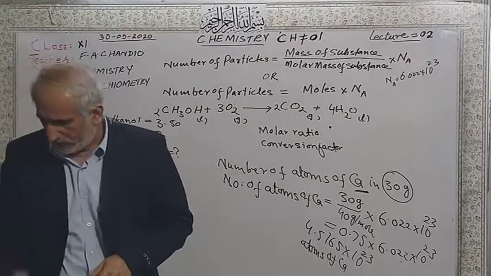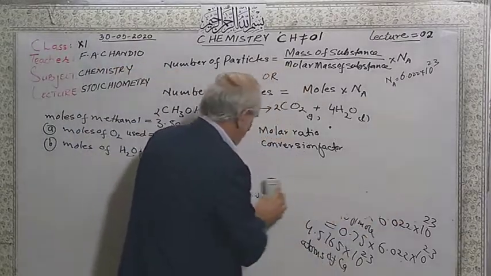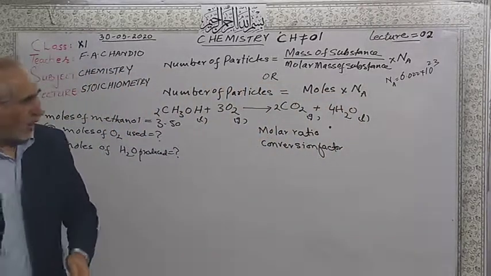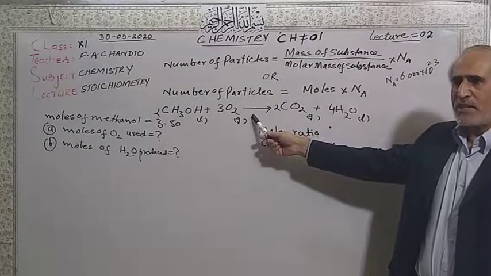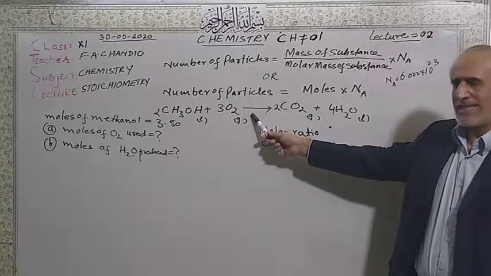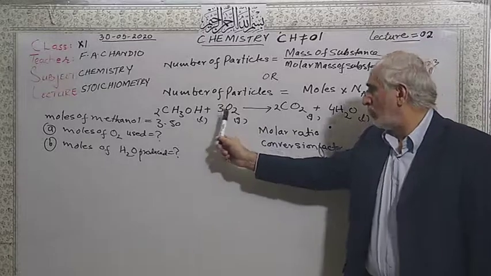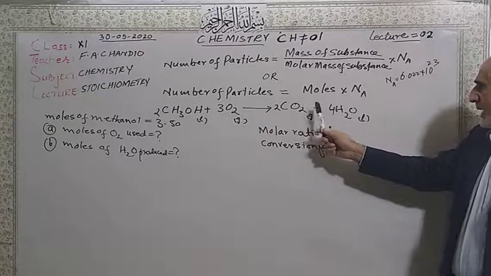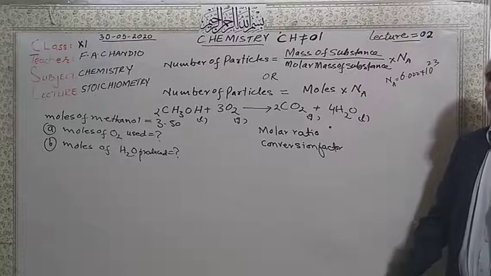Now there is one thing that is very important. Dear students, there is one important thing. This is the stoichiometric equation, the balanced chemical equation. This is the balanced chemical equation which is called a stoichiometric equation. 2 moles of methanol burns with 3 moles of oxygen to form 2 moles of carbon dioxide gas and 4 moles of water. This is a balanced chemical equation.